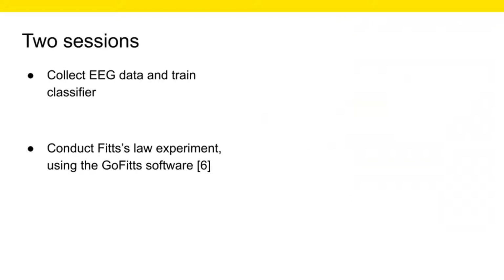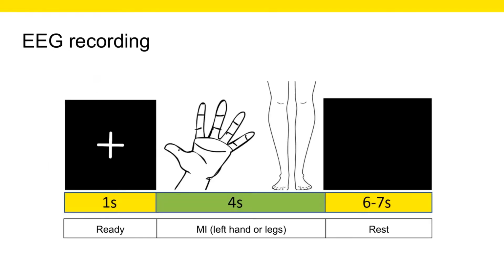First, there was a session where the EEG data from the BCI were acquired, processed, and used to train the classifier. The second part was to undertake the target selection task using the trained system with the Fitts' law experiment software GoFitts. In the first session, during EEG data acquisition, this sequence of cues is shown to the participants.